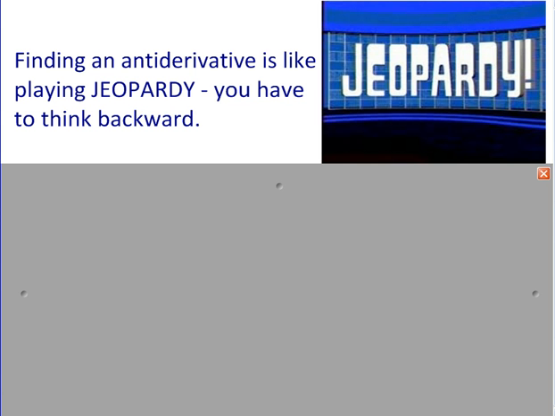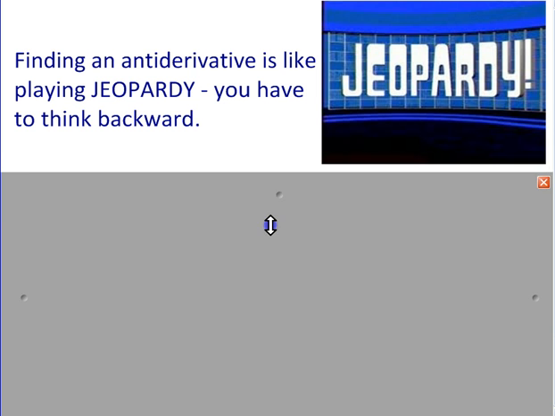When you're finding an antiderivative, it's a lot like playing Jeopardy. You have to think backward. So if you've ever watched the game Jeopardy, they actually give you an answer and you have to come up with the question. Well, we know our derivatives really well. So what we're really going to be doing is we're going to be looking at an answer and saying to ourselves, what function was the original function? So that way when I take the derivative, this is what I get for my answer. So let me show you what I mean by that.